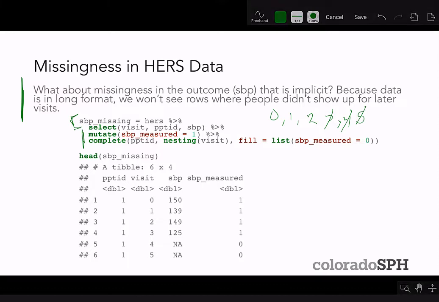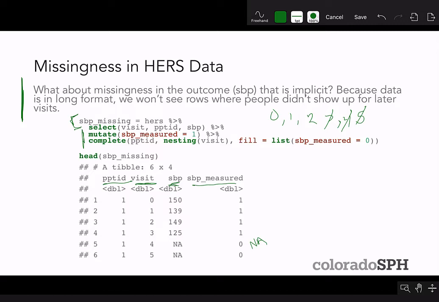So it's producing a new data set called SBP missing that only has the patient ID variable, the visit variable, which indicates which visit number we're on, SBP, which is the outcome, and then this SBP measured variable, which is a binary variable indicating whether or not they actually showed up at that visit. So it would have been an NA, and NA here corresponds to a 0.